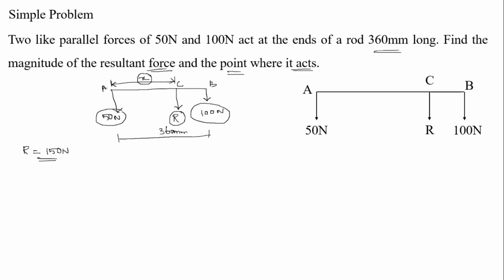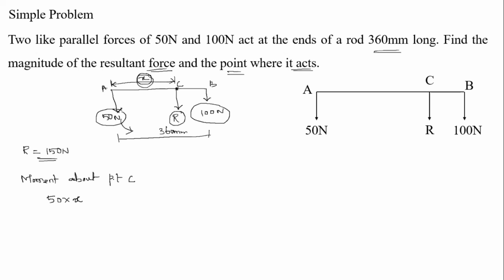For that we have to take moment. So, moment about point C. We know that moment is equal to force into perpendicular distance. So, 50 Newton is acting in the anti-clockwise direction with respect to point C. This is 50 into the perpendicular distance x.